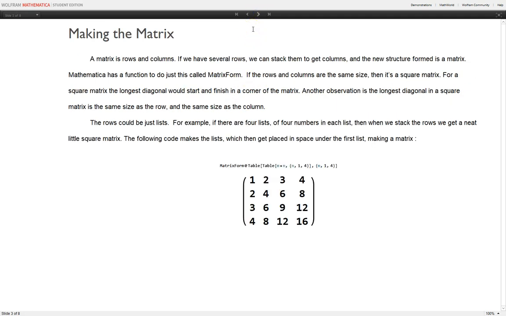So making the matrix. What is a matrix? A matrix is rows and columns, and so here are our rows, here are our columns. If we have several rows, we can stack them to get columns, and that new structure is called a matrix. Mathematica has a function to do just this called MatrixForm. If the rows and columns are the same size, like they are here, then it's a square matrix.